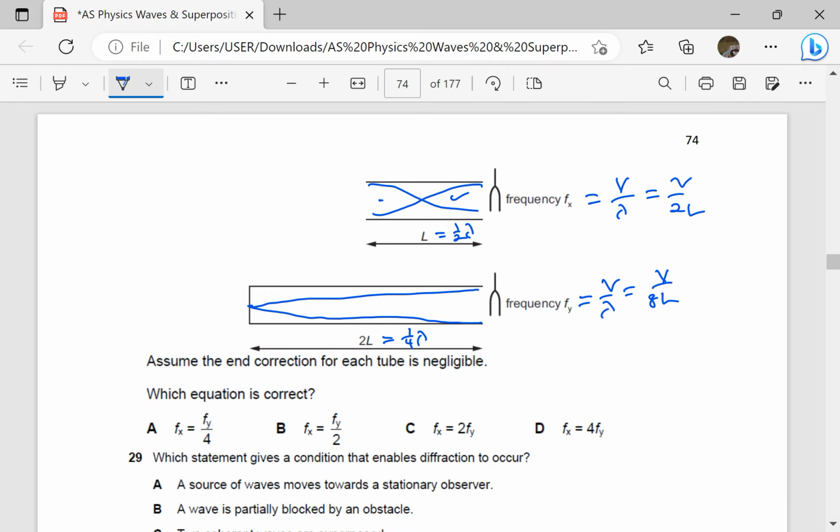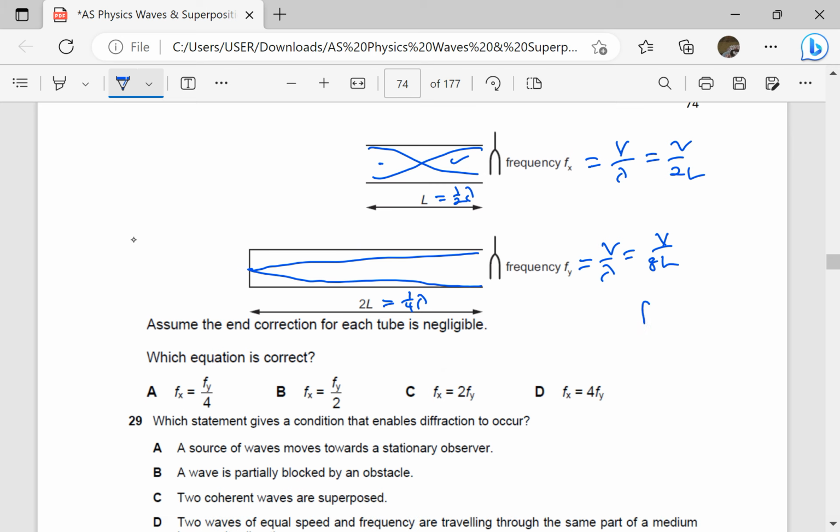Assume the end correction for each tube is negligible. What equation is correct? So let's combine these two. Fx is equal to V over 2L and Fy is equal to V over 8L. You notice that when I multiply this one by 4, I get that one there. In other words, Fy times 4 is equal to Fx. When I multiply V over 8L by 4, I get Fx. So Fx must be equal to 4 times Fy. So the answer is going to be D.